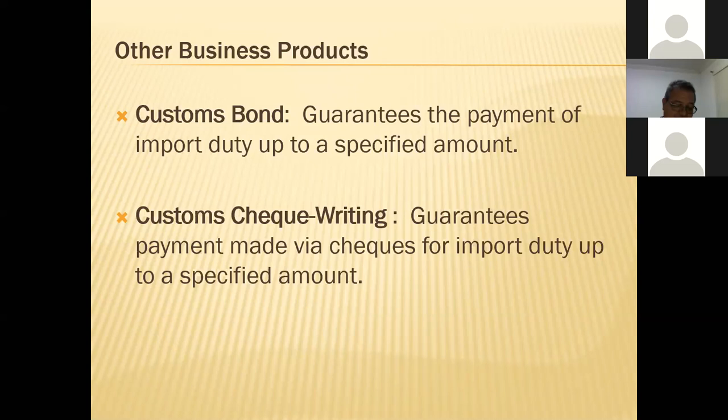With the customs check writing facility, you present a check. Similar to how the customer went into customs for the customs bond, they'll go in for a customs check writing bond. That's available at some department. And when a shipment comes in, let's use the same example with Glen Shoe Store.